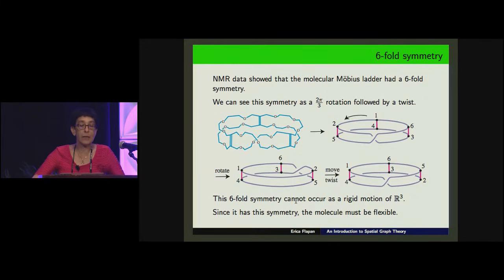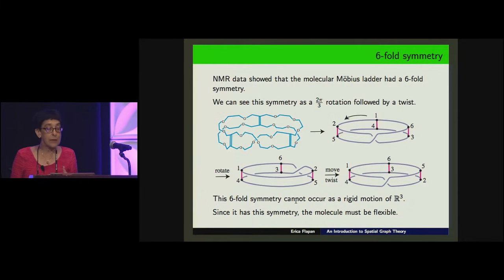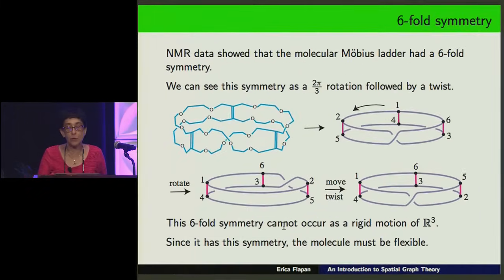But in order to say that it's a symmetry, it has to end up looking exactly the same as it was to begin with. And so we twist the molecule itself to end up looking like the picture on the right there. So this gives us a 6-fold symmetry, because you can see that number 1 goes to 2, 2 goes to 3, 3 to 4, etc. And if you do this 6 times, every point will go back to where it started.